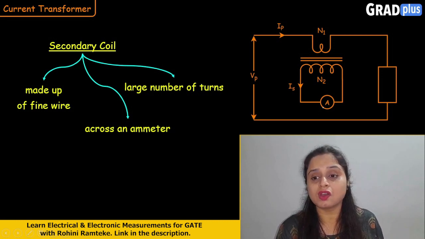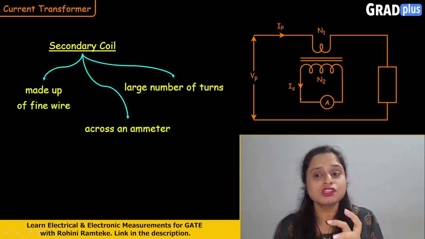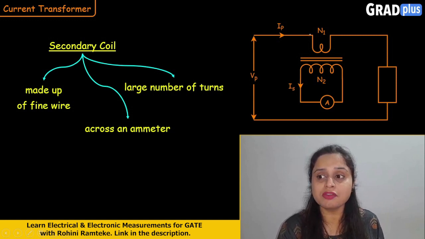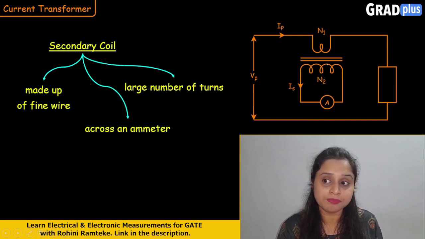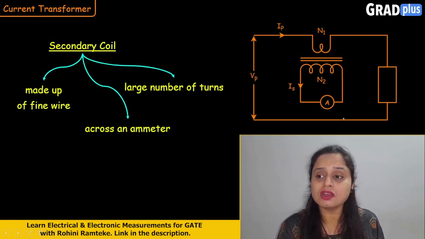On the secondary coil, the ammeter is connected here. So this is all about the primary and the secondary coil. In current transformers, the primary winding is very small as compared to the secondary side winding. The primary side winding is connected in series with the complete main line, and on the secondary side the ammeter is connected here.